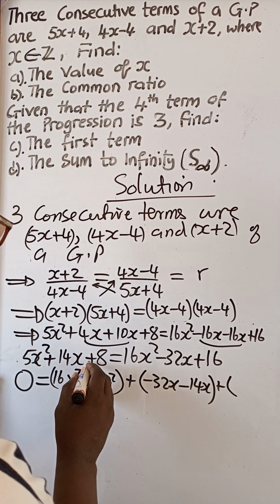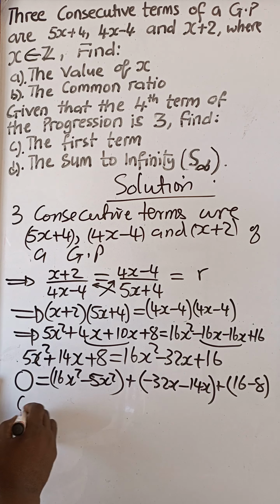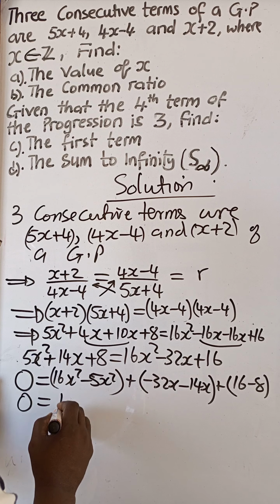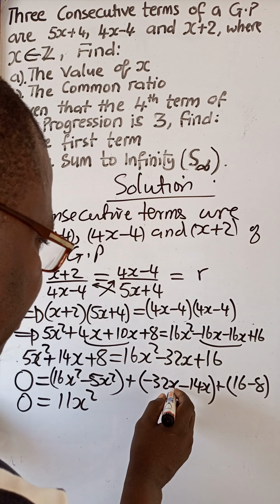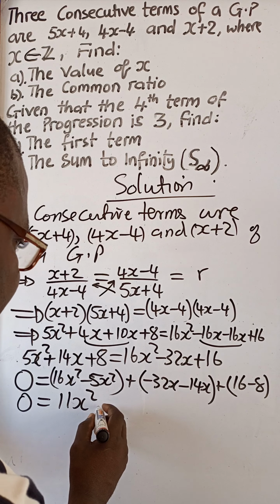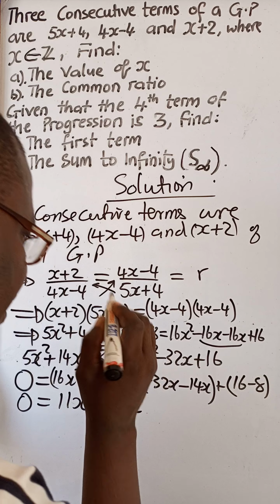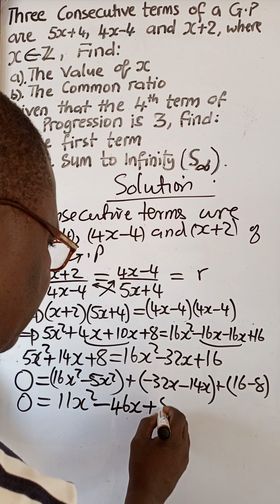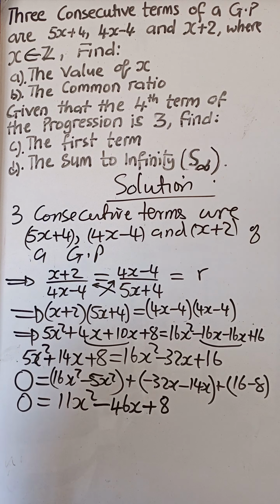Then we'll now take the constants. This is 16 here minus 8. Alright, so we have 0. 16x squared minus 5x squared is simply 11x squared. Negative 32x minus 14x gives us negative 46x. And then 16 minus 8 simply gives us 8. So this is the quadratic equation we have to solve for x.